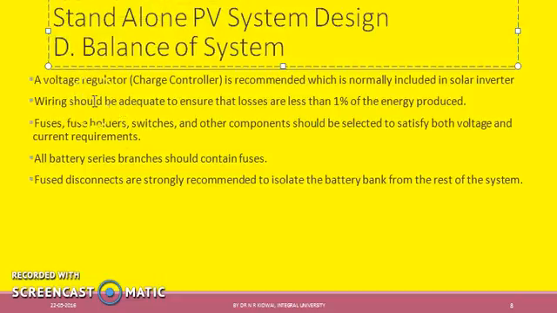Balance of system requires a voltage regulator and MPPT tracker, which is normally included in the solar inverter. Wiring should be adequate so that losses are less than 1% of the energy produced. Fuses, fuse holders, etc. are required. Battery series branches should contain fuses.